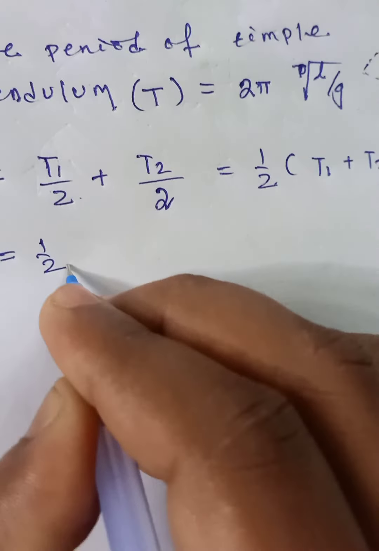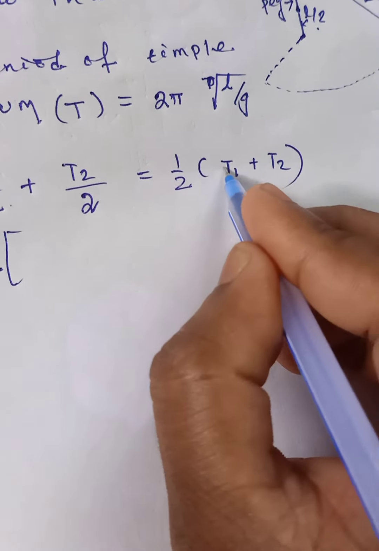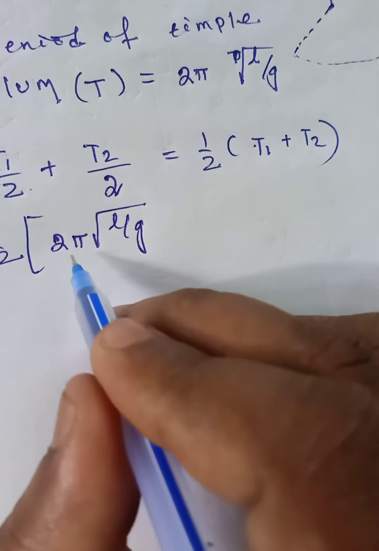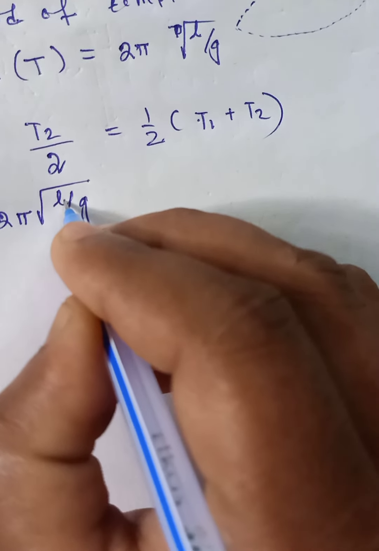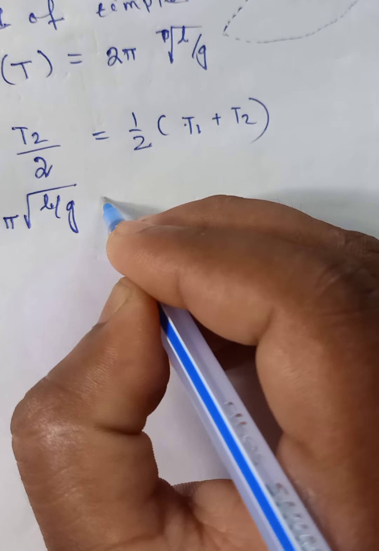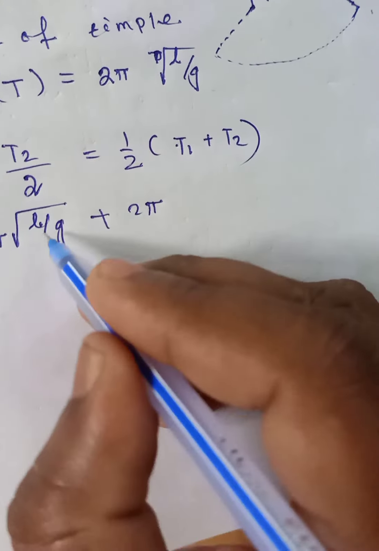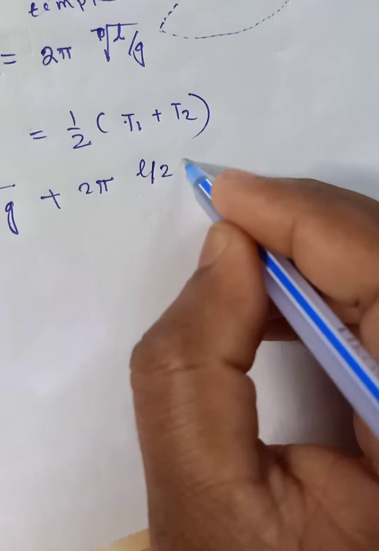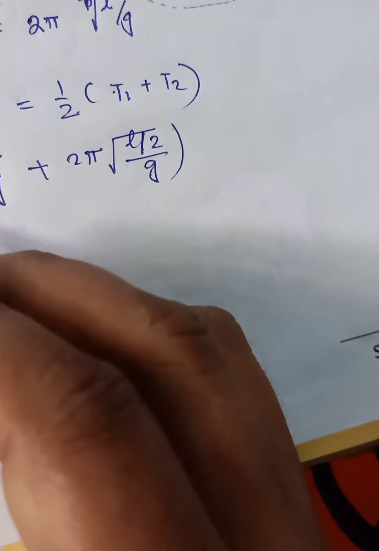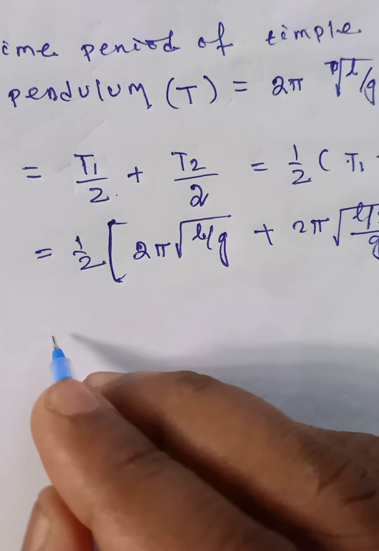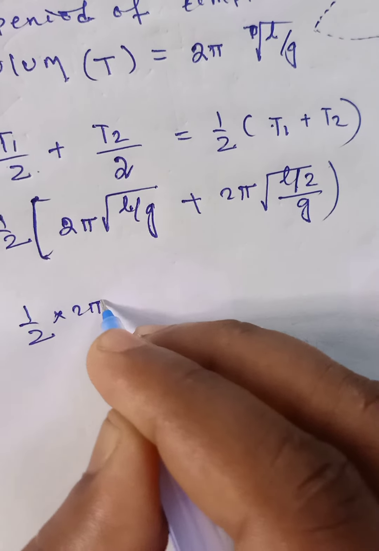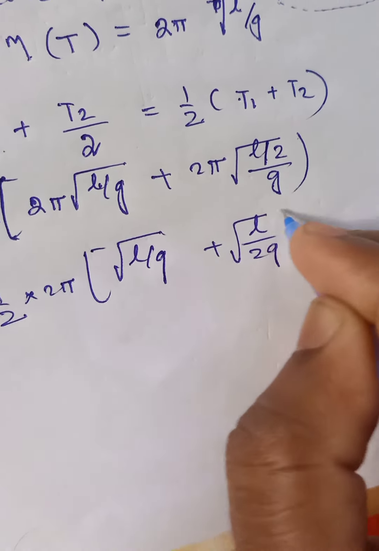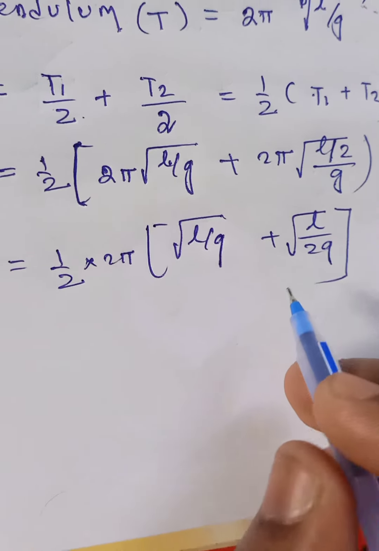Now one by 2, the time period T1 of the pendulum is 2 pi root over L by G, plus 2 pi, here L is equal to L by 2, so root over L by 2 divided by G. So equal to 1 by 2, now taking 2 pi common, root L by G plus root L by 2G.